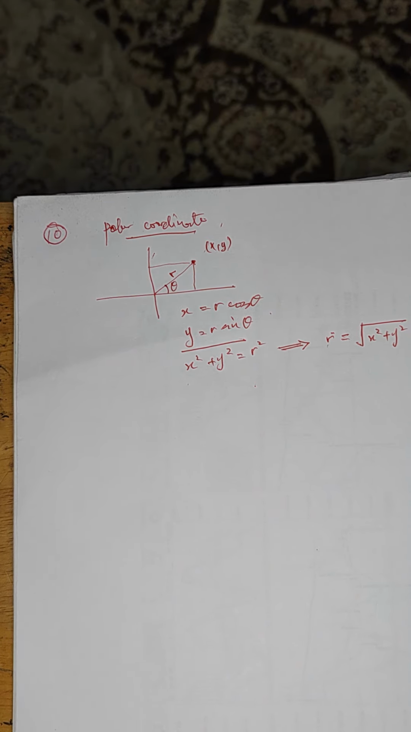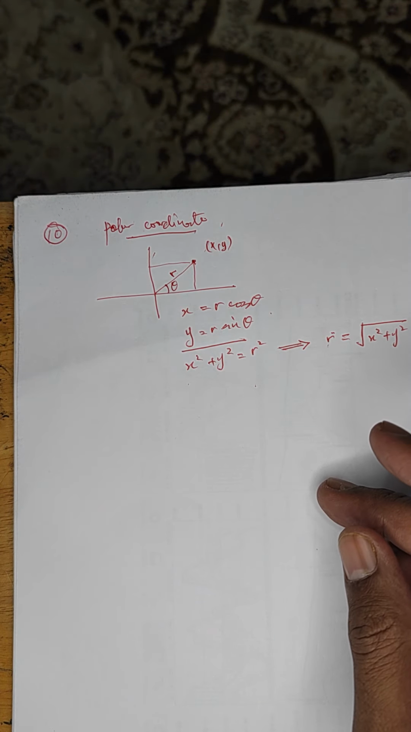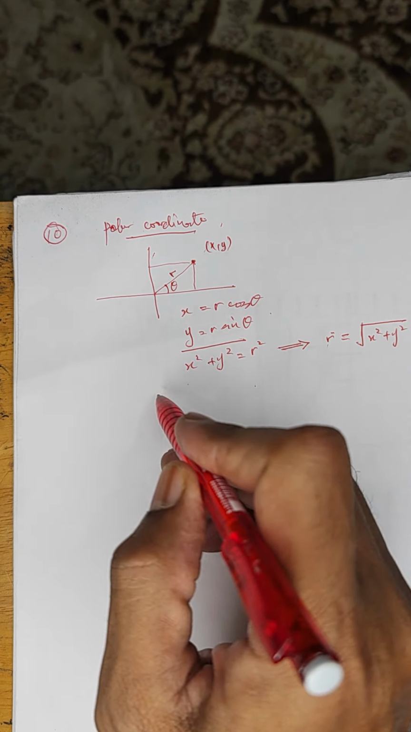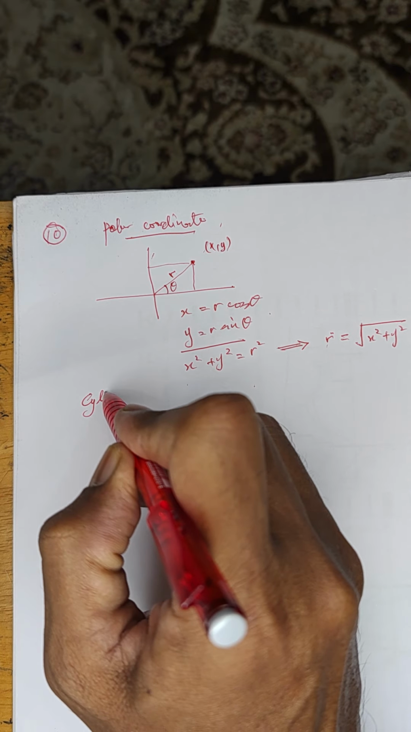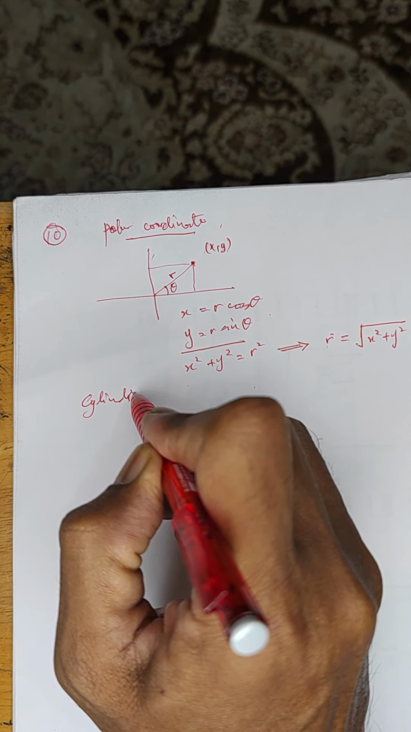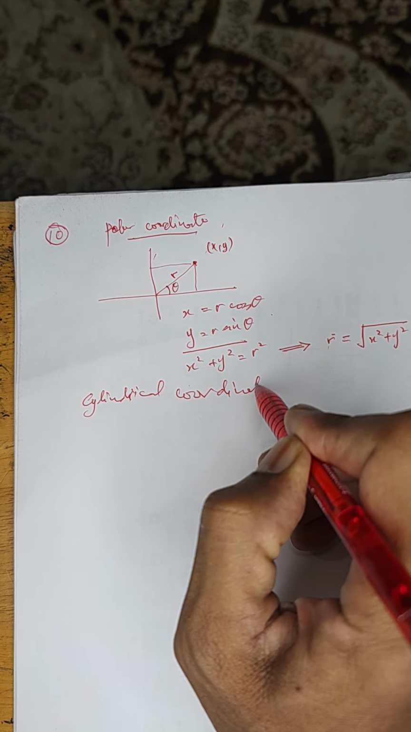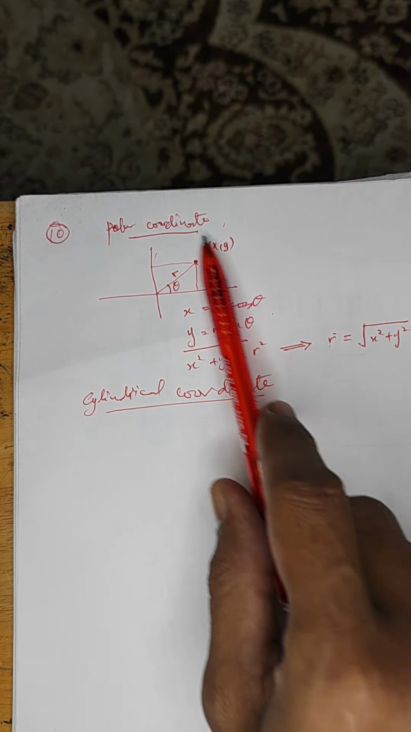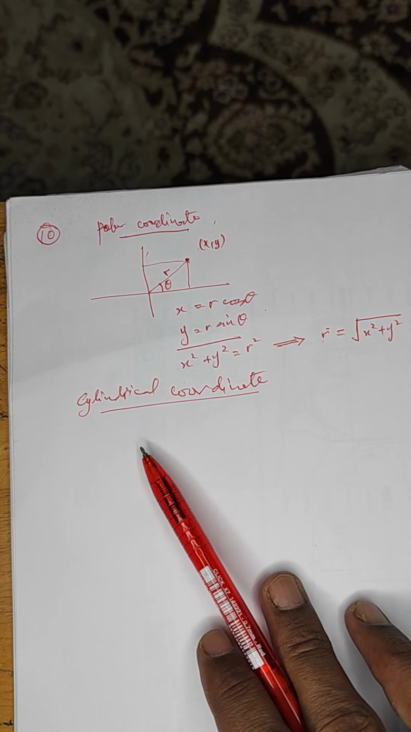Then we have cylindrical coordinates. You have seen this many times, so I don't want to go into that much detail. So what are cylindrical coordinates? Basically, if in 2 dimensions we have polar coordinates, in 3 dimensions we can represent it as either cylindrical coordinates or spherical coordinates.